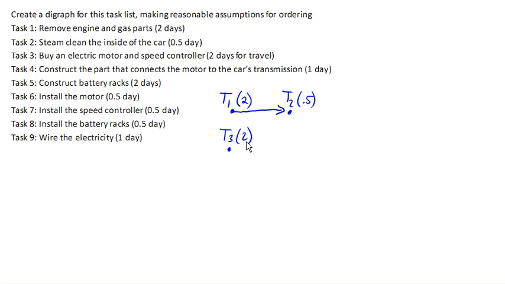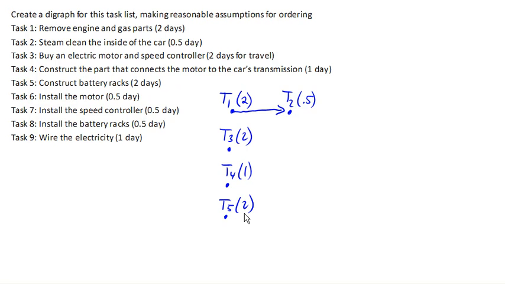Let's see here, task four, construct the part that connects the motor to the engine's transmission. Presuming we know what kind of motor we're buying and we have the specs, we really don't need to do that. We don't need to do any of these other things before that. We need to construct the battery racks again. We can probably do that just about any time we want.